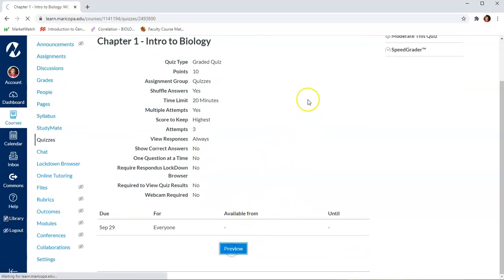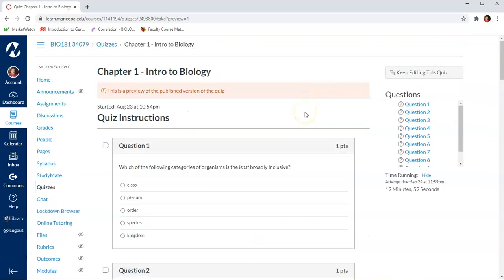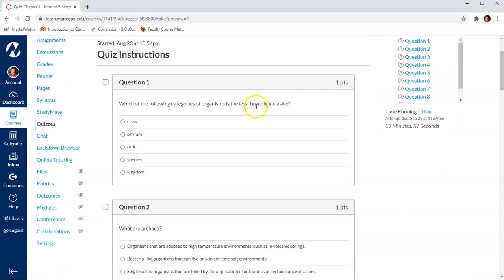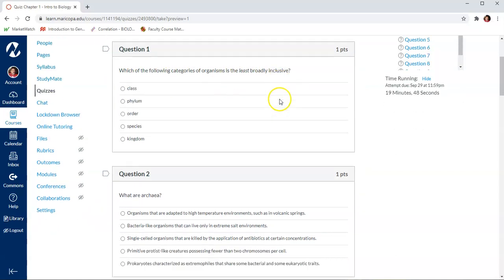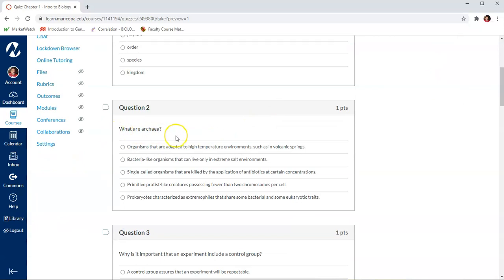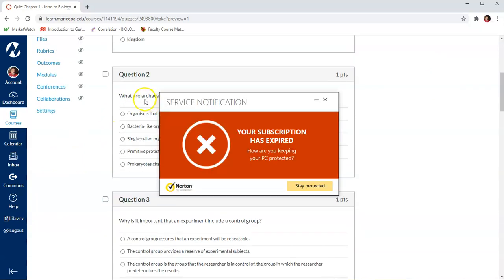I'm just previewing it because I'm the instructor. But you can go through this. Which of these categories of organisms is the least broadly inclusive? So the least broadly, the most inclusive. What are archaea?